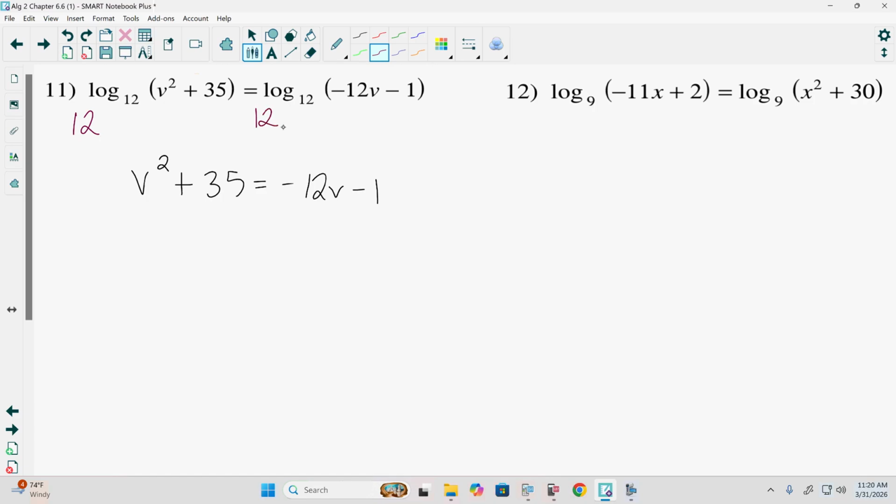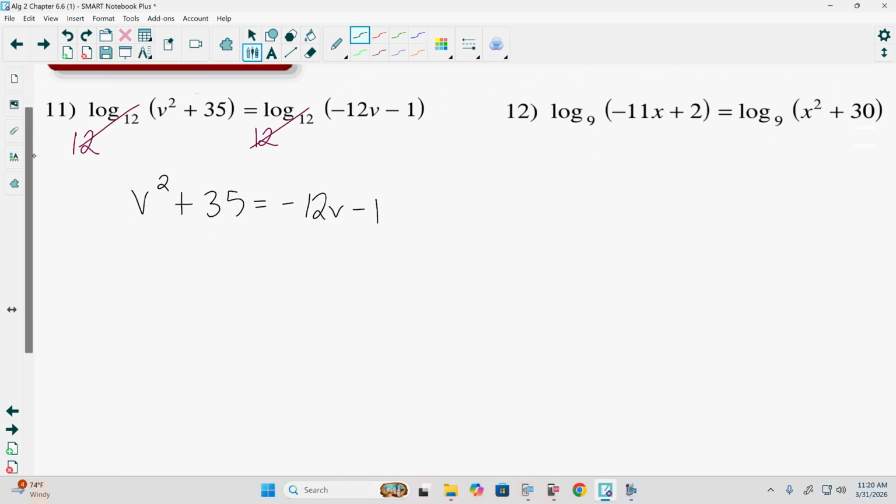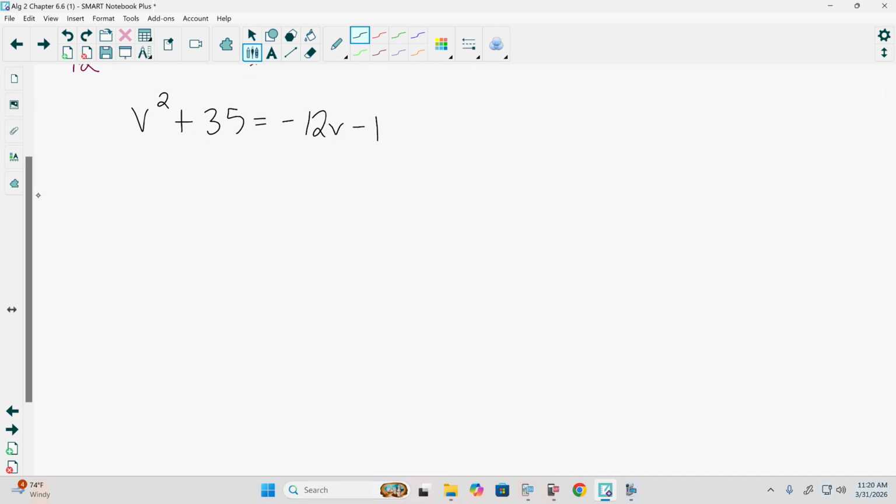Really what we're doing is putting both sides of this equation to the base of 12. Because b to the log base b of x is x. It simplifies out. Because really what we're doing is applying both sides to the base of 12. Those are gone, leaving us with what's inside. Same thing. It's just a variable.